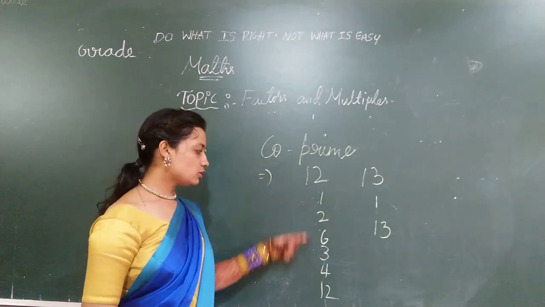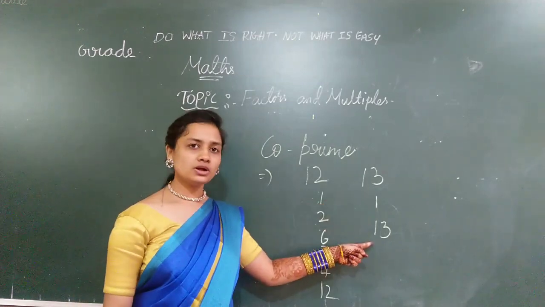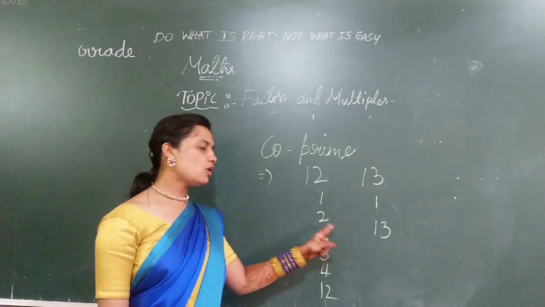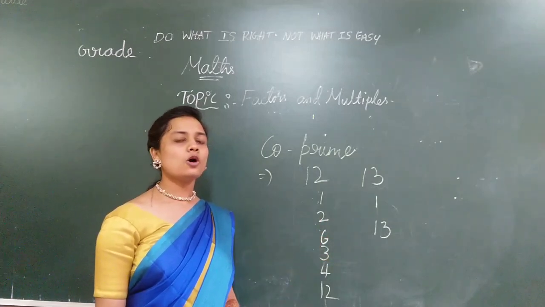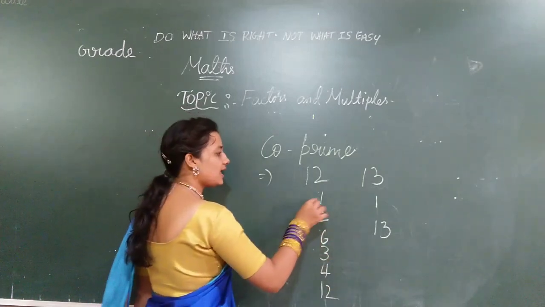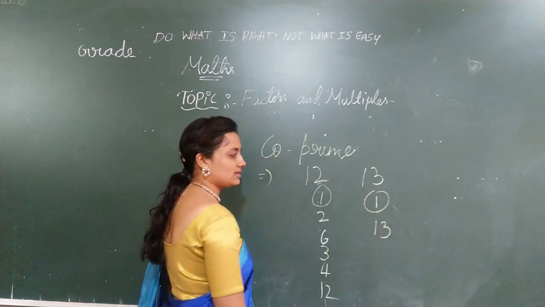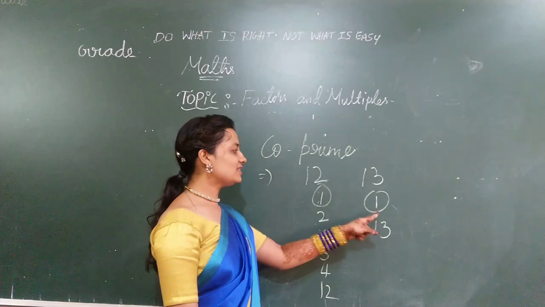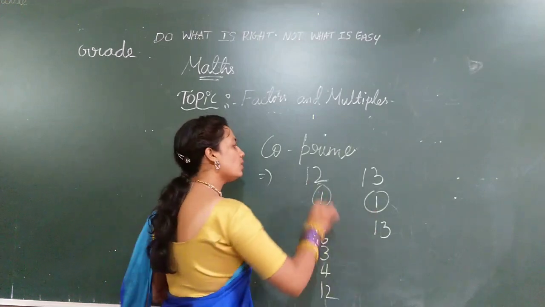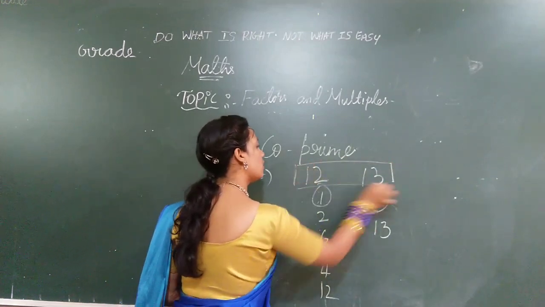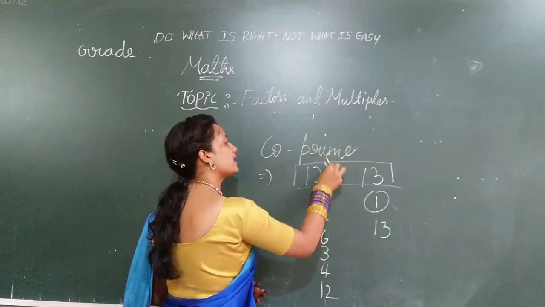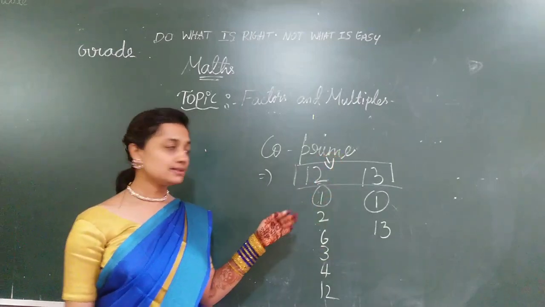Now, these are factors of 12. These are factors of 13. Now, can you find any common factors in this? Common factors means same factors in both. You can see only 1 here and 1 here. That is, only 1 is common in both. So, these two numbers are called co-prime.